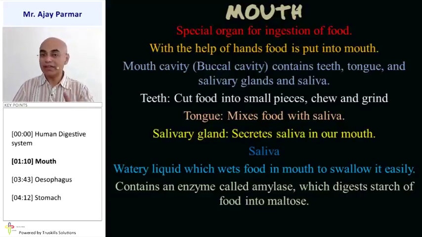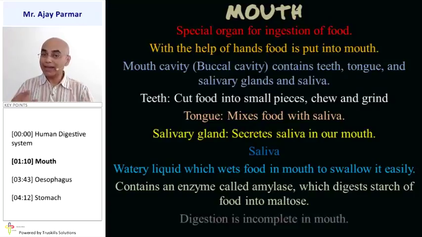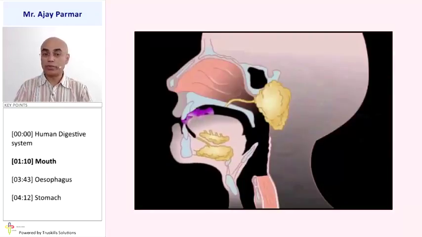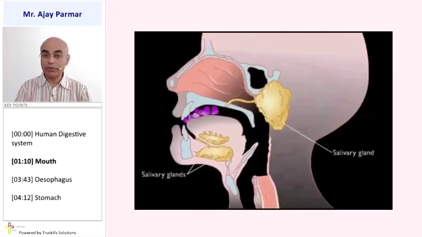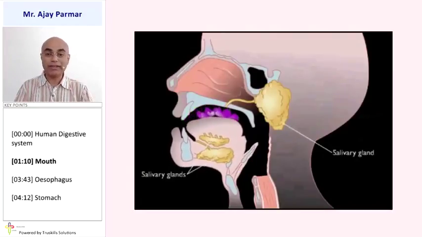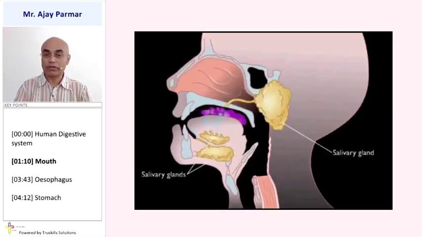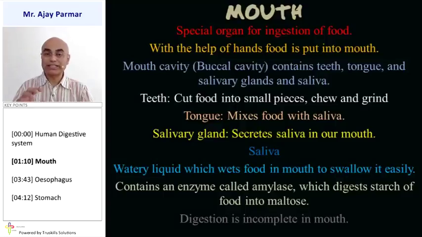So the digestion of starch, digestion of food in fact, begins in our mouth. But that digestion is not complete. So in the mouth, the digestion is still incomplete. This is the video which will explain to you how food is chewed and how salivary glands secrete saliva, mix with the food and make that food slimy and easily swallowable.